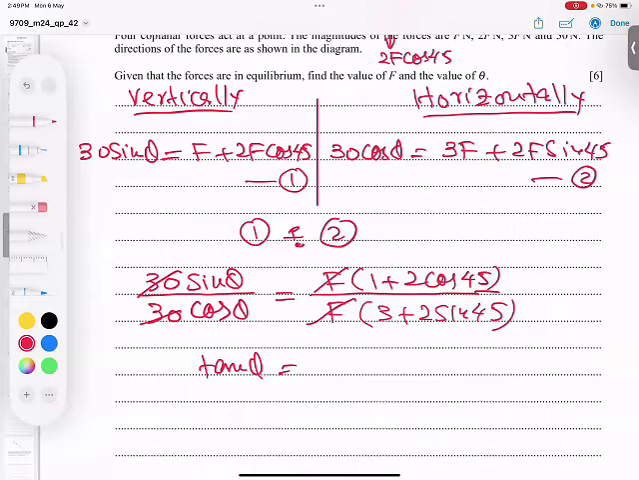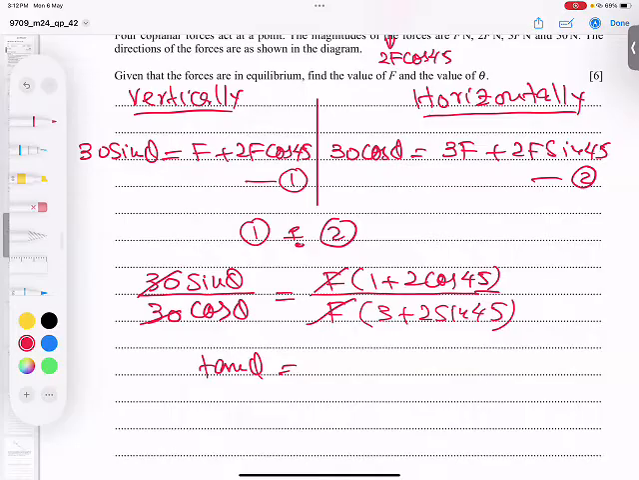So we get the answer, students, after typing it in the calculator. If I type in the calculator 1 plus 2 cos 45 degree, and 3 plus 2 sine 45 degree.